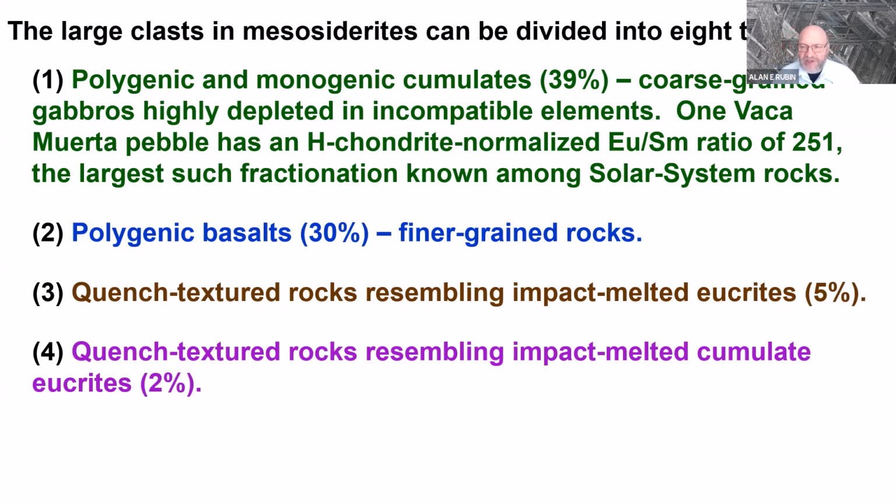The second largest clast category is the polygenic basalts. These are finer grained rocks. They constitute about 30% of all of the large clasts. Next come the quench textured rocks resembling impact melted eucrites. These are impact melts that cooled very quickly. Next come the quench textured rocks resembling impact melted cumulate eucrites.